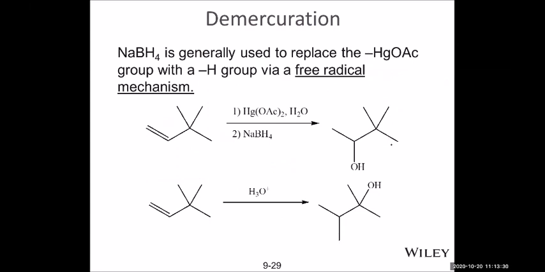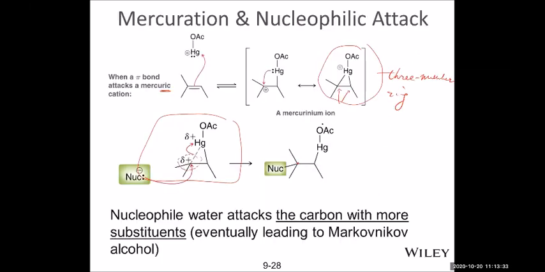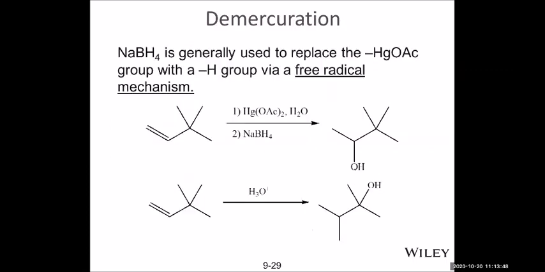Finally, the last step is sodium borohydride. Sodium borohydride reacts to remove the mercury from the system. Basically, a hydrogen replaces the mercury, with hydride. It's a free radical reaction, so we don't need to worry about it. So anyway, this reaction is called oxymercuration and demercuration, demercuration being the removal of mercury from the system.